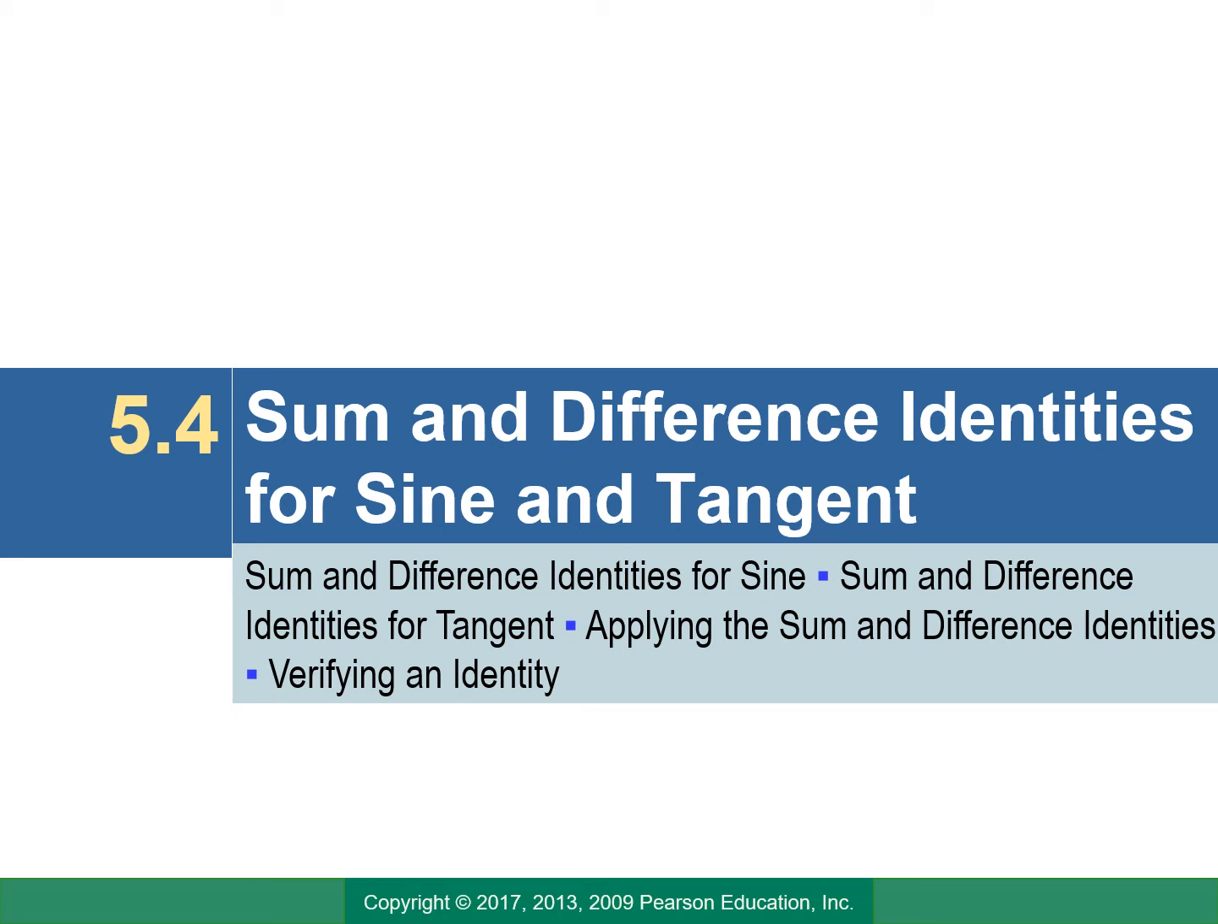Hi everyone, in this video I'm going to be talking about section 5.4, the sum and difference identities for sine and tangent functions. This is directly related to the sum and difference identities for the cosine function, which I talked about in the previous video 5.3. So I recommend watching the 5.3 sum and difference identities for cosine first. It'll help this video make a lot more sense.